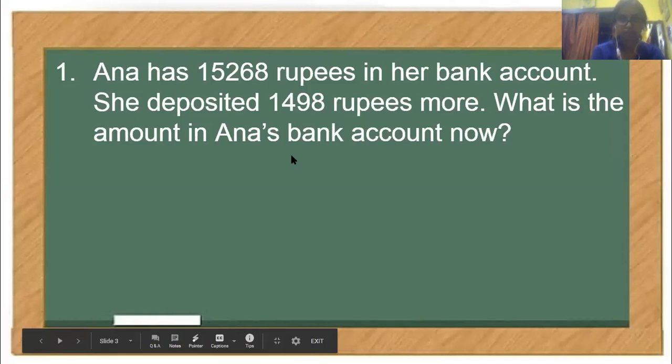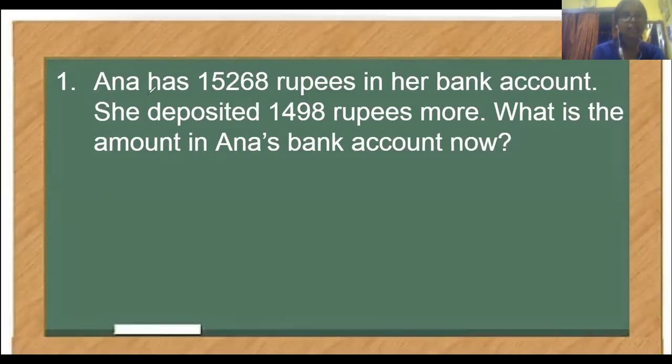Anna has 15,268 rupees. So first I'm going to write place values here so that I can read the number properly. Units, tens, hundreds, then thousands, and then ten thousands. So I'm drawing a bucket here. 15,268 rupees in her bank account. Anna के पास 15,268 rupees किधर है?